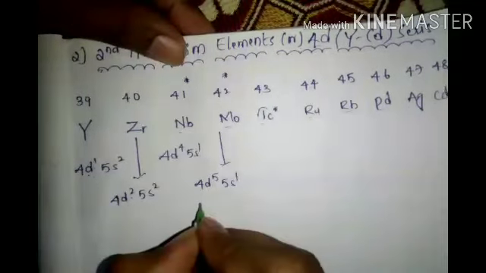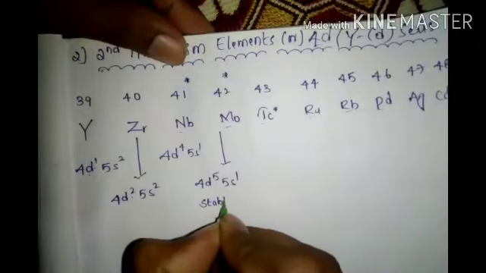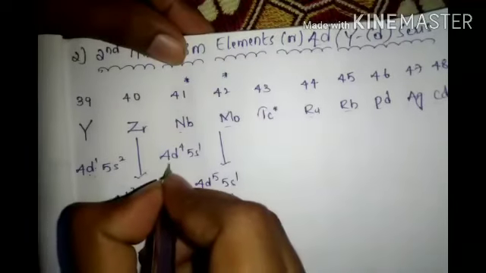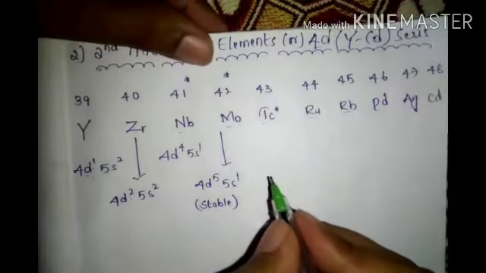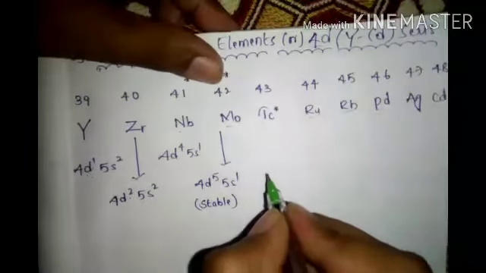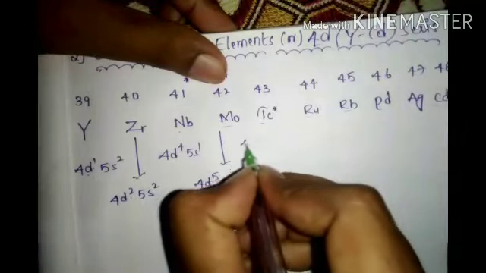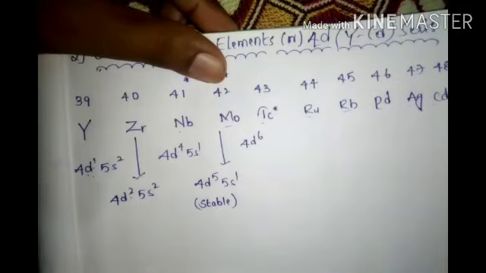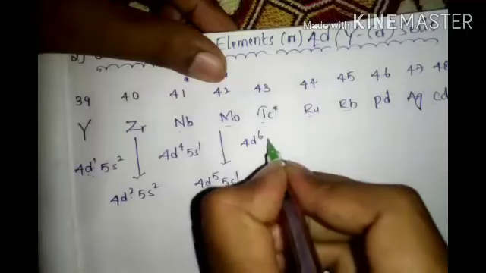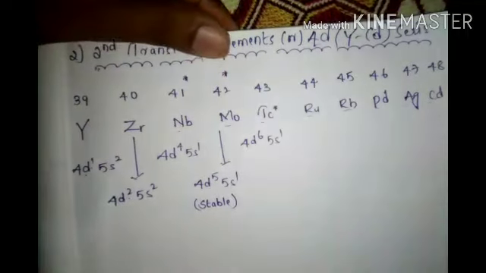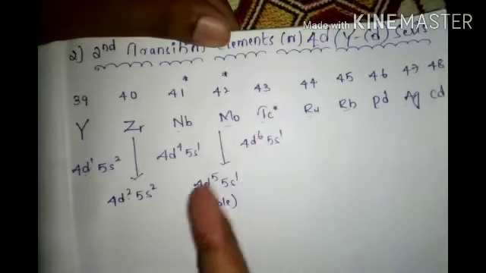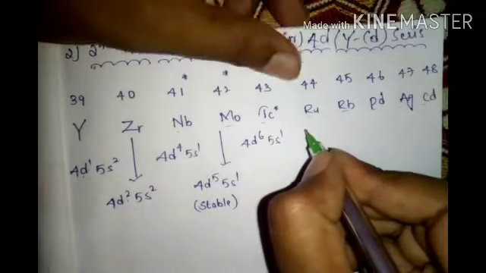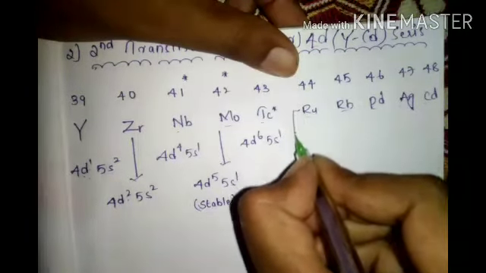Now this is stable. This is a little stable. Now technetium: it is 4d6 5s1. Yes, this is also going on in an irregular manner. Now after writing everything, we'll take which is next.